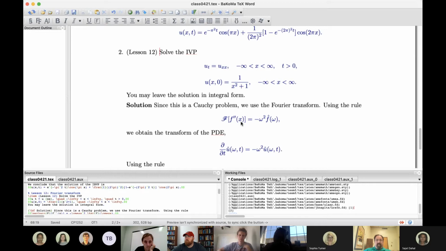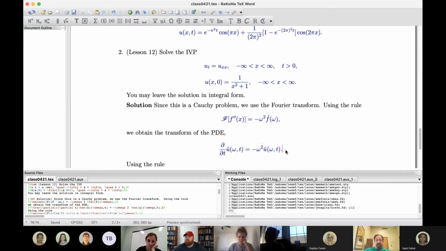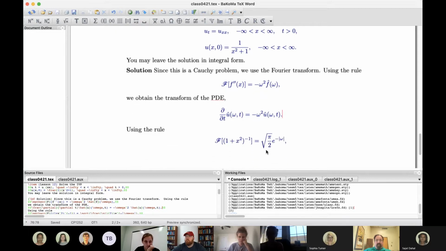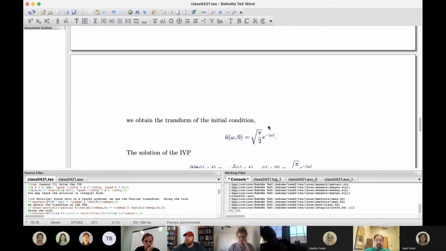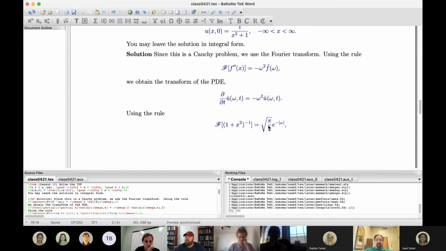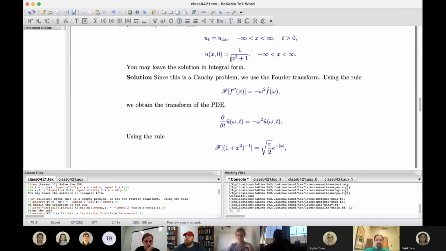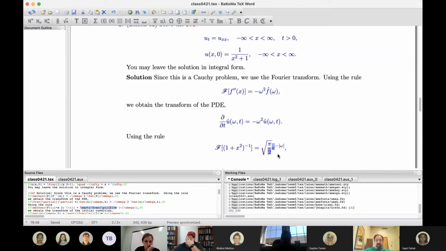This is table A, the table of Fourier transforms in the back of the textbook. So then your PDE, when Fourier transformed, becomes this ODE. So then you go ahead and solve that. What you need to do is take the transform of the initial condition that you're given using the table. So this is the transform of the initial data.